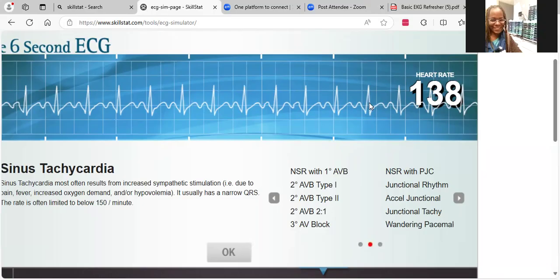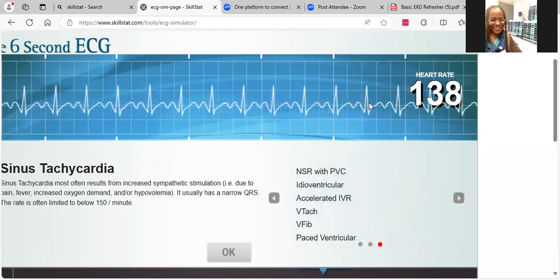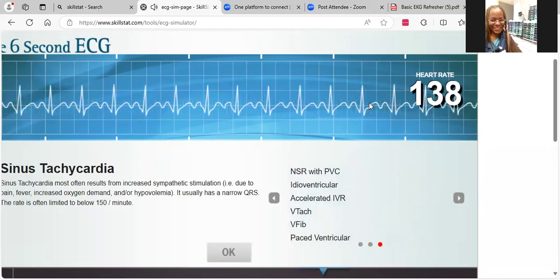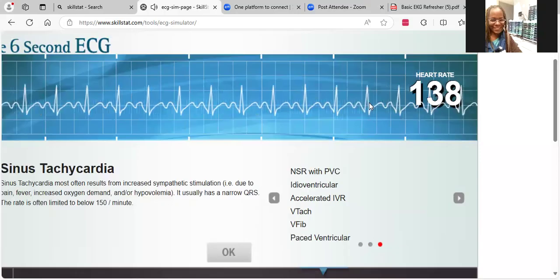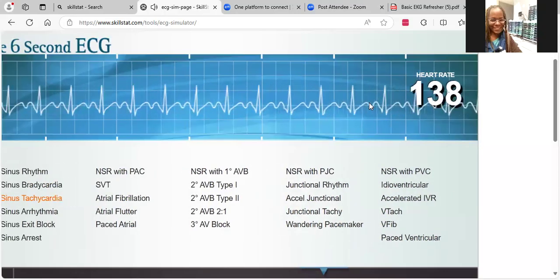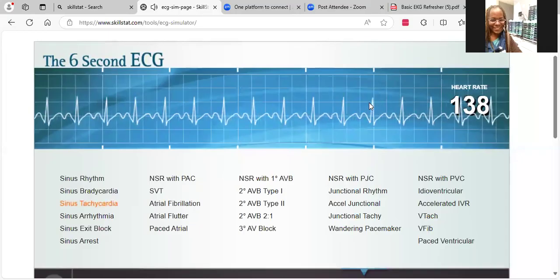Then we have our junctional rhythms. Junctional rhythm, accelerated junctional rhythm, junctional tachy, wandering pacemaker. And last but not least, we have our ventricular rhythms, normal sinus rhythm with an early ventricular beat, idioventricular rhythm, accelerated IVR, VTAC, VFib, and ventricular paced rhythm. So if you're interested in learning these rhythms.